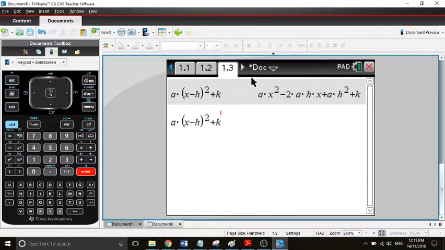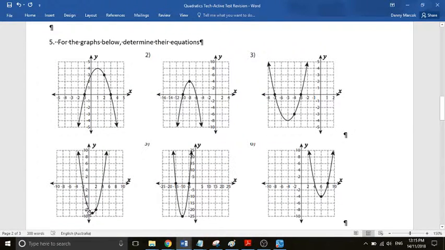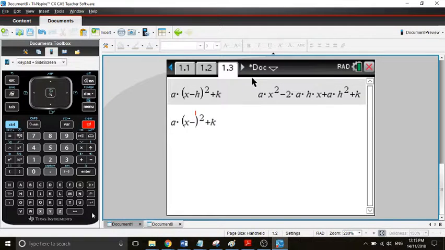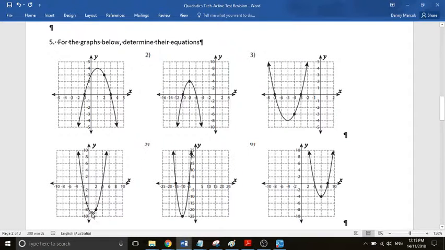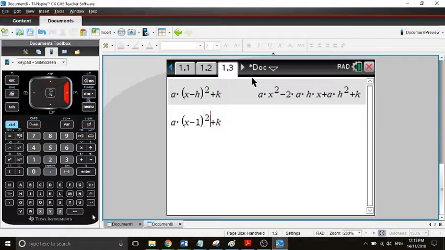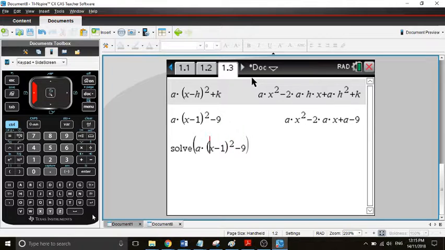So what we're going to do now, like what we did before, where we've got our h, that's our x coordinate. So we're going to say we're at 1, so we write x minus 1. We're going to leave that there. And then we've got our y coordinate at -9, so this will become -9. So that's what we've got there. And now, once again, I'll say solve, and we're going to use the information from our other point.